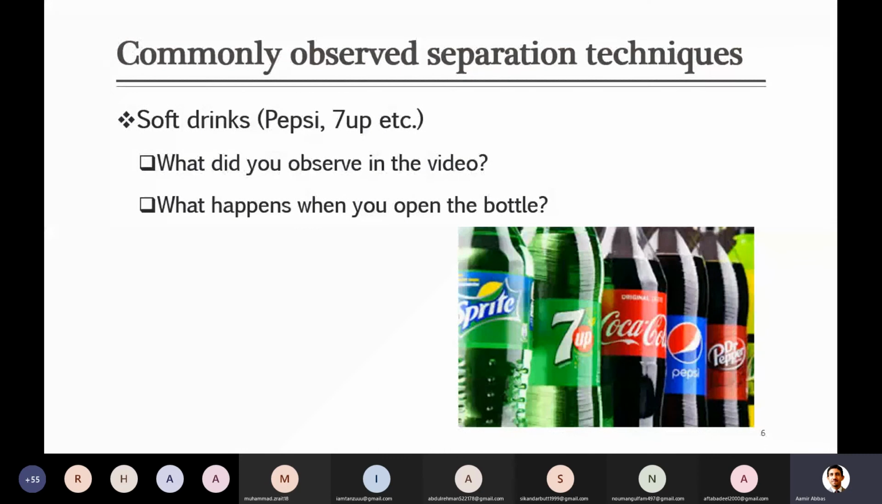The gas which was absorbed inside the liquid at high pressure, when you release that pressure by opening the bottle, you are exposing it to atmospheric pressure, and this pressure is low. So the gas which was highly pressurized inside starts coming out. And at the same time, what is the effect of temperature? Did you ever observe the effect of temperature?